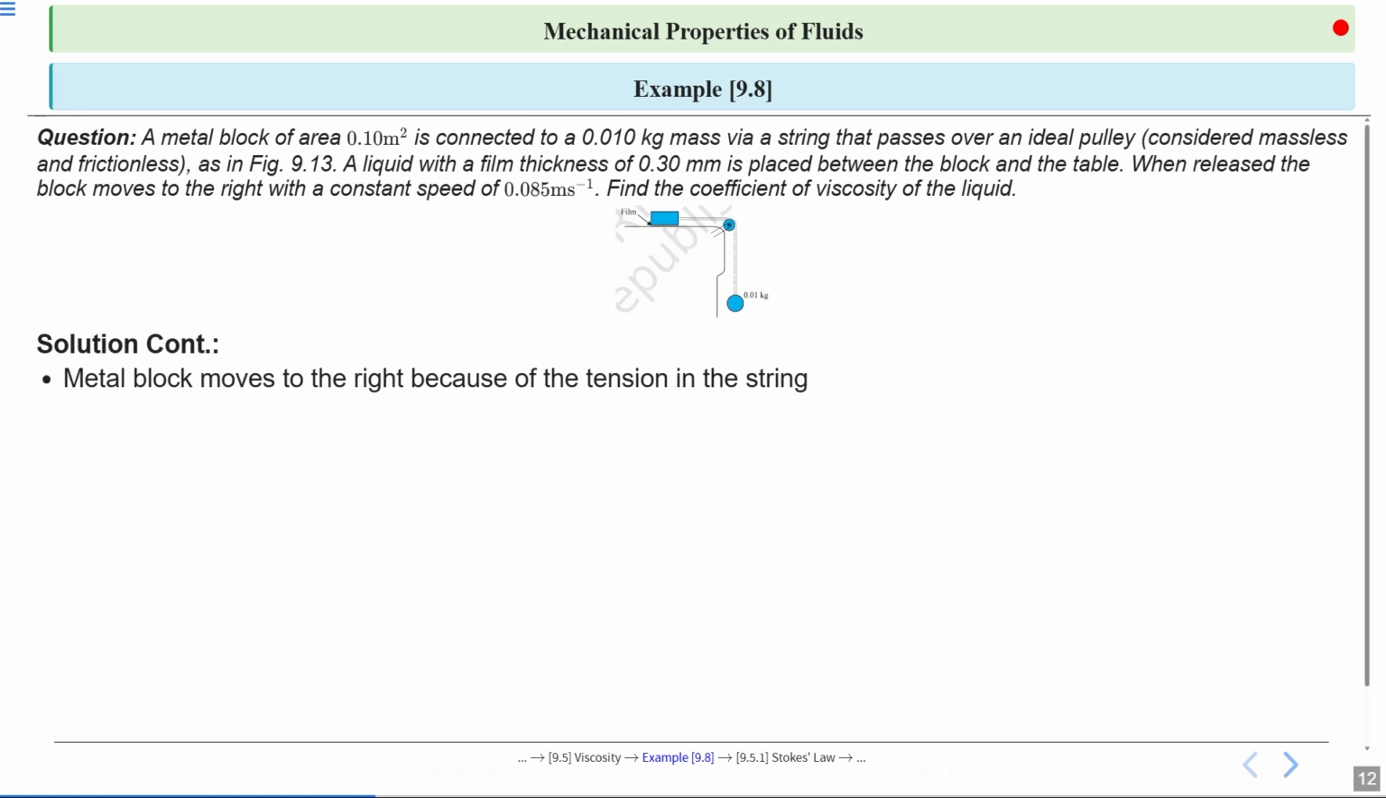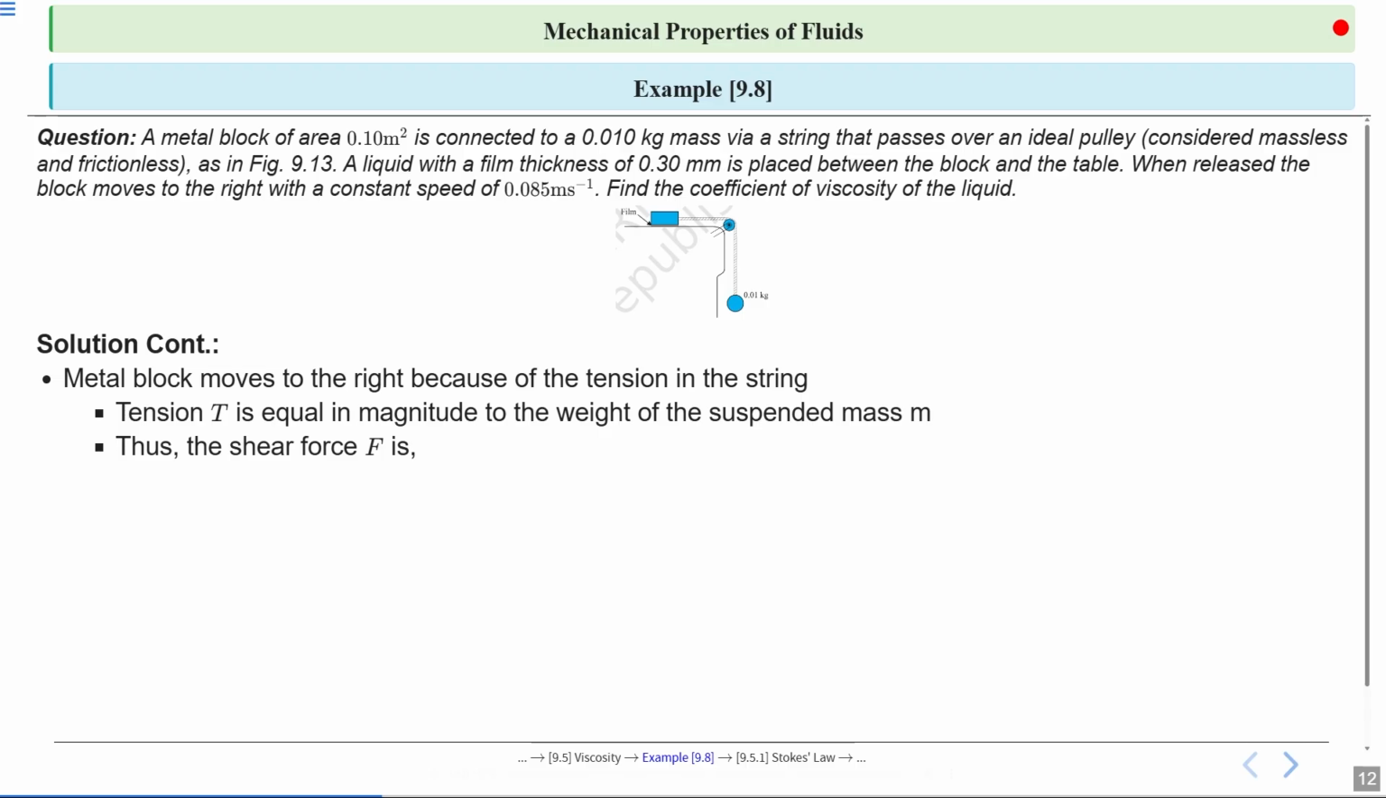Now, first let's think about why the block moves to the right. It's because the tension in the string caused by the hanging mass pulls the block. This tension is what initiates the motion, and since the block moves at a constant speed, the forces must be balanced. So the tension, which we call T, is equal in magnitude to the weight of the hanging mass. Remember, weight is just mass times acceleration due to gravity. So T equal to M into G.